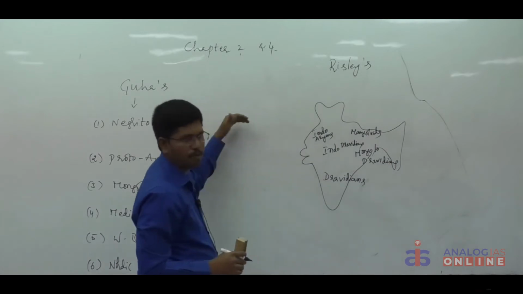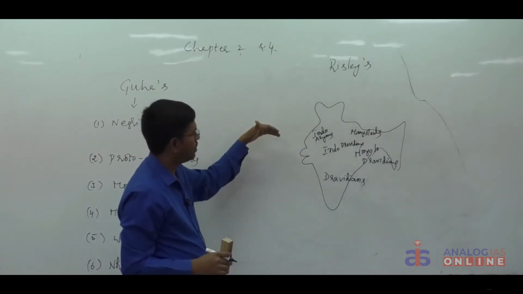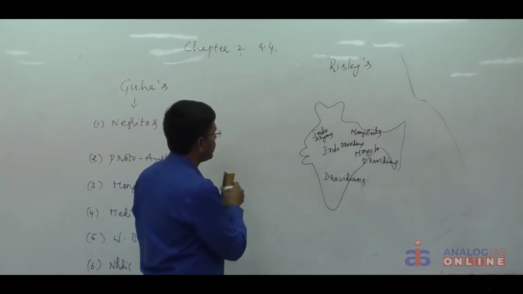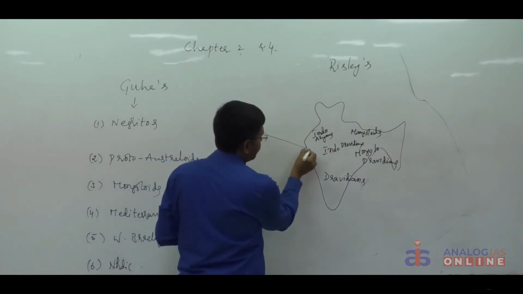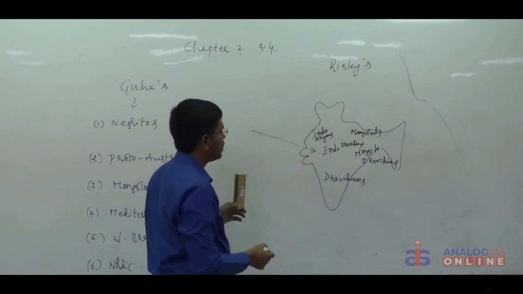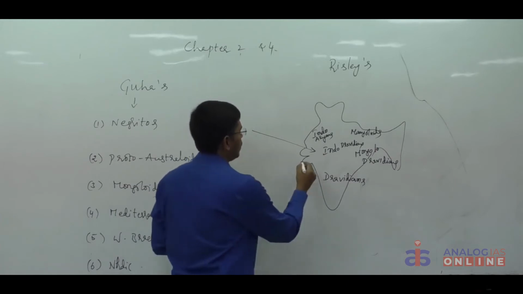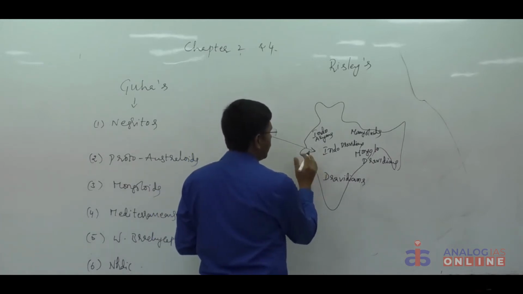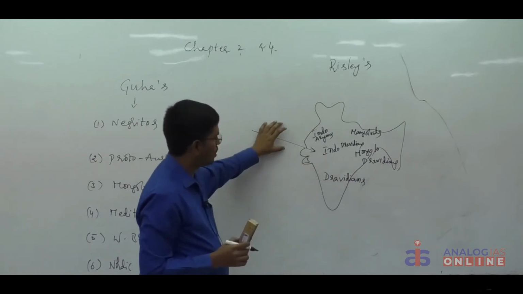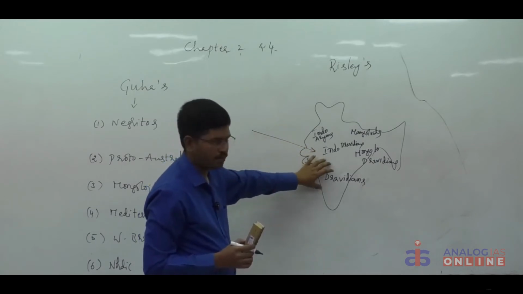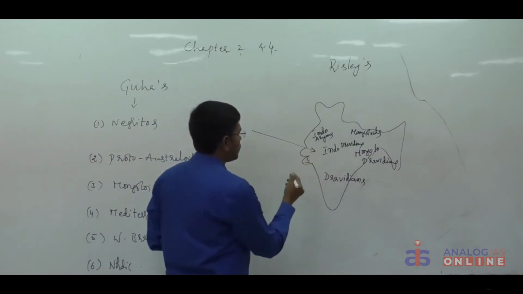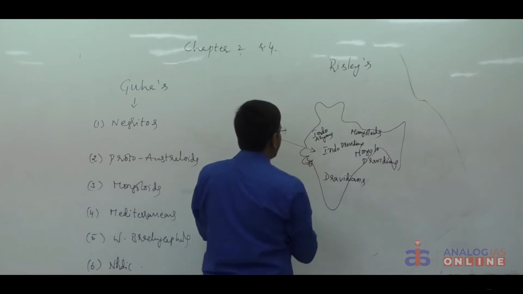Similarly, Saka people, Sakas, in your history you will come across Sakas. Saka people came to India from the western part, they settled in Gujarat and Maharashtra. Because of mating with Dravidians, a new group came into existence. They are Scytho-Dravidians.